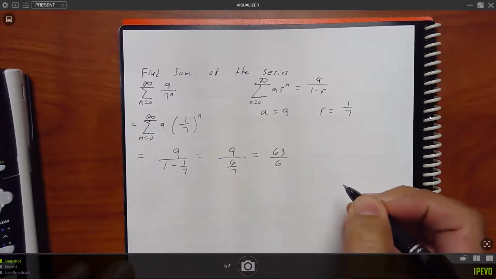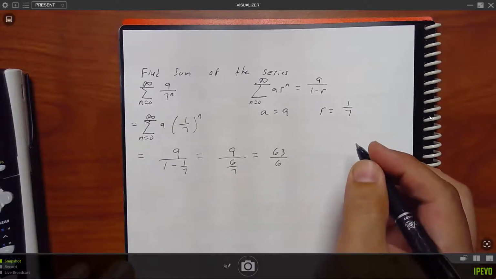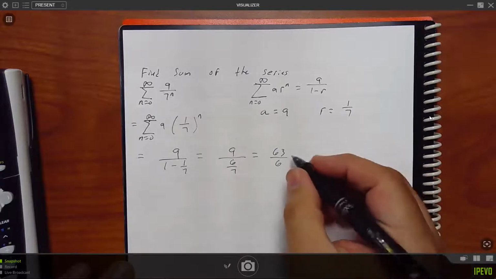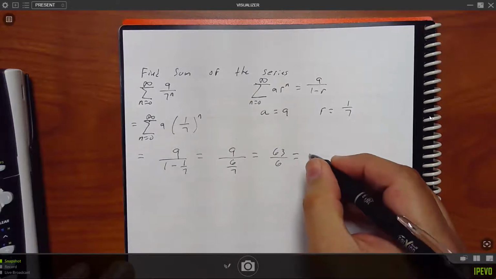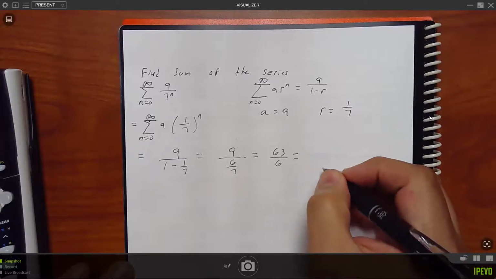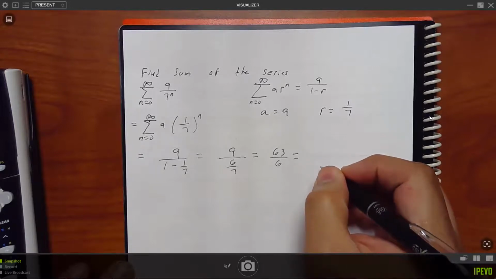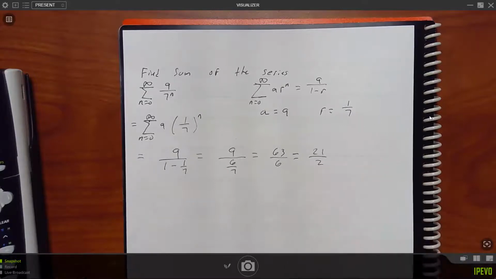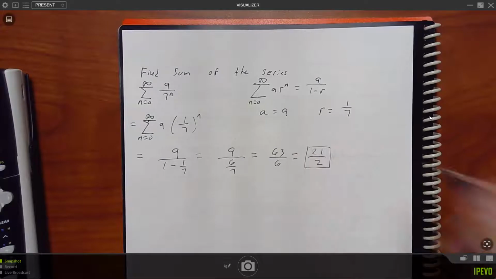Does that reduce? Yeah, let's say 3 goes into both, right? So how many times is 3 going into 63? 21? That's about it, right? Good as it gets.